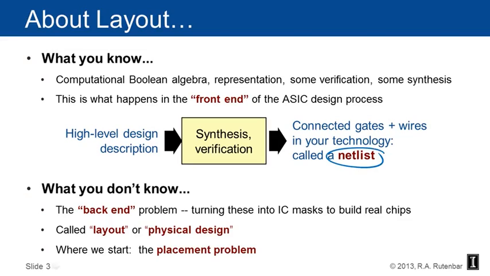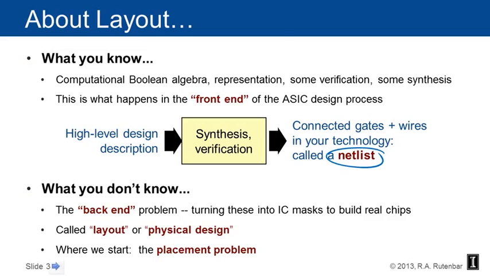What you don't know is the next part of the ASIC design process, which is called the back-end problem, turning these netlists into masks to build real chips. This is called layout. It's also called physical design, which is a name that's a holdover from the very early days of the electronics business, when people were putting little packages on big boards in order to build any kind of electronic system. We're going to start with something called the placement problem, which is how do you locate those gates on the surface of a piece of silicon.